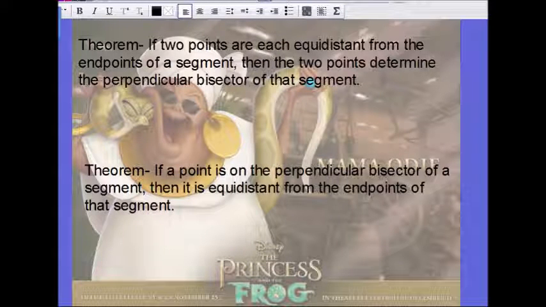So here we go. We have two theorems. Our first theorem states, if 2 points are equidistant from the endpoints of a segment, then the two segments determine the perpendicular bisector of that segment. Now, let's go ahead and draw out what that looks like.